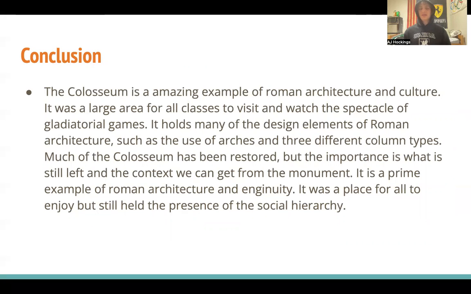This monument has lasted throughout history, between multiple fires, wars, and earthquakes. This building is still there, and much of its bones are still there, which is an important note to make. It was a prime example of Roman architecture and ingenuity. It was a place for all to enjoy, but it also held that presence of a social hierarchy that was present in Roman society.